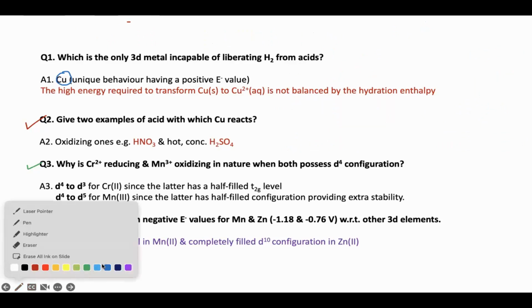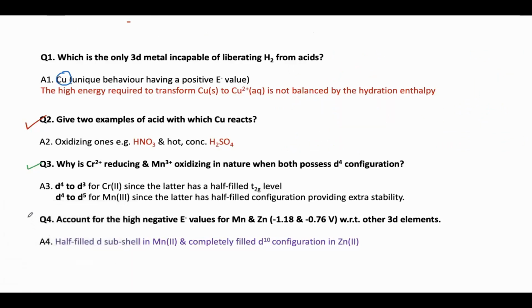Now we shall move to the next question. The next question is, account for the high negative E0 values for manganese and zinc. For manganese, it is minus 1.18 volt, and for zinc, it is minus 0.76 volt, with respect to other 3D elements. Now, this question is actually quite simple to answer. You just have to look at the electronic configuration of these two elements. First one, let's say, is Mn0.